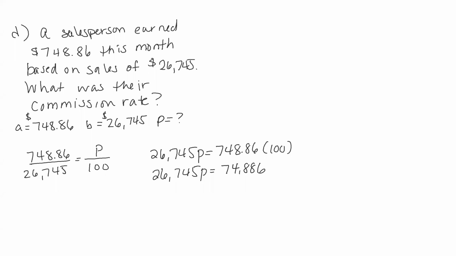Now I need to undo the multiplication of 26,745 and P. The way I do that is I divide. So I'm going to divide both sides by 26,745. On the left, those cancel, leaving just a P. And then 74,886 divided by 26,745, I get 2.8. Now remember, when you use the percent proportion, the percent that you solve for is going to already be in percent format. All you have to do is add a percent symbol. You don't have to move a decimal with the proportion, but you do have to add the percent symbol and then say 2.8% commission rate.